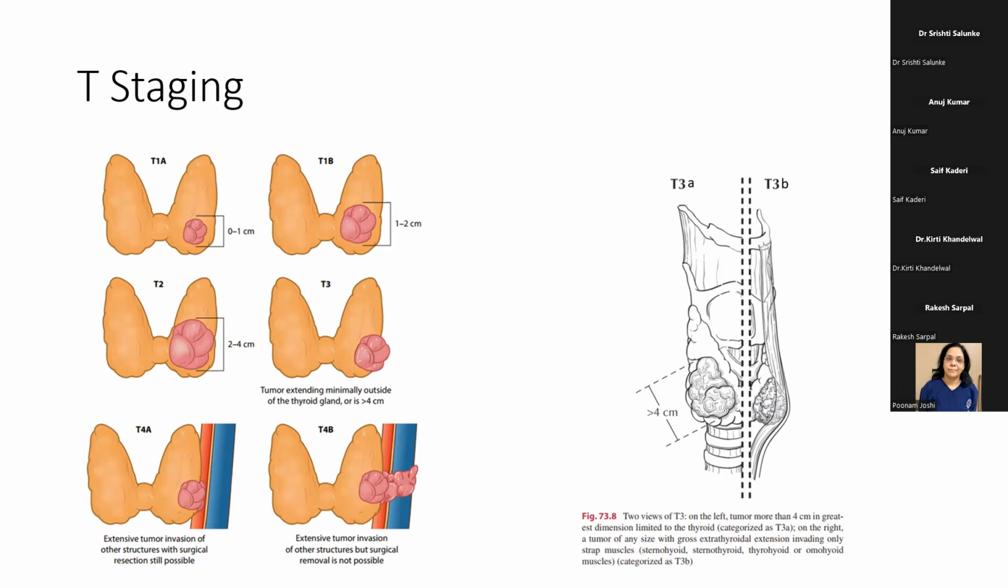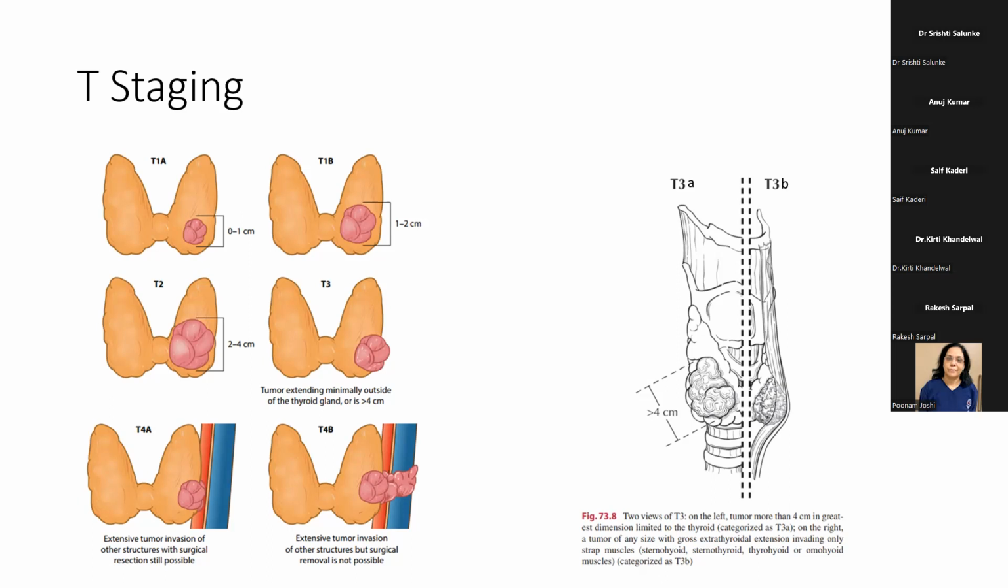When we go to T3, it is divided into T3A and T3B. In T3A, we can see this picture is taken from the AJCC 8th edition. The tumor is more than 4 centimeters here, but it is not spreading into the surrounding structures. So that is T3A. And T3B is any size of tumor, but it invades only the strap muscles. So what are the strap muscles? We have the sternohyoid, sternothyroid, thyrohyoid, and the omohyoid muscles.